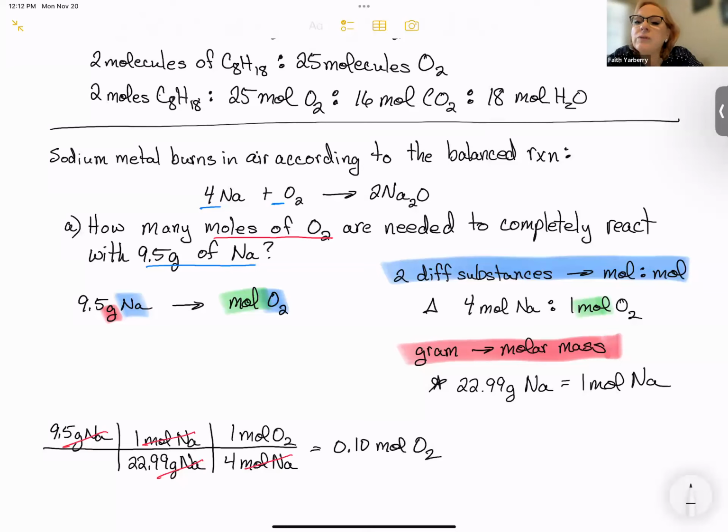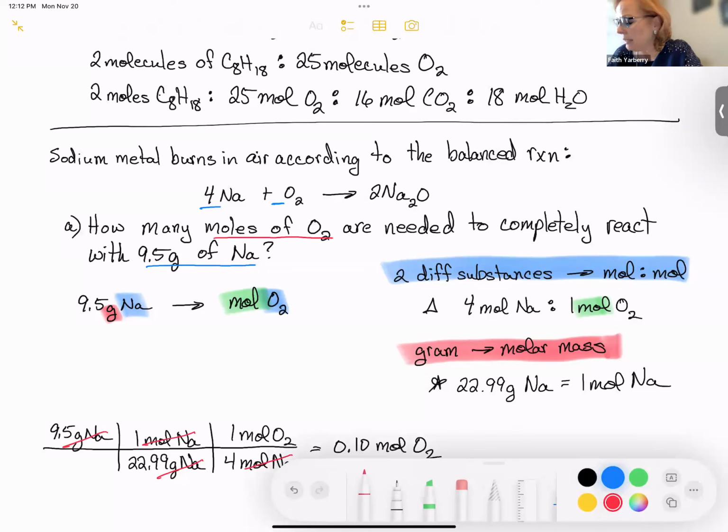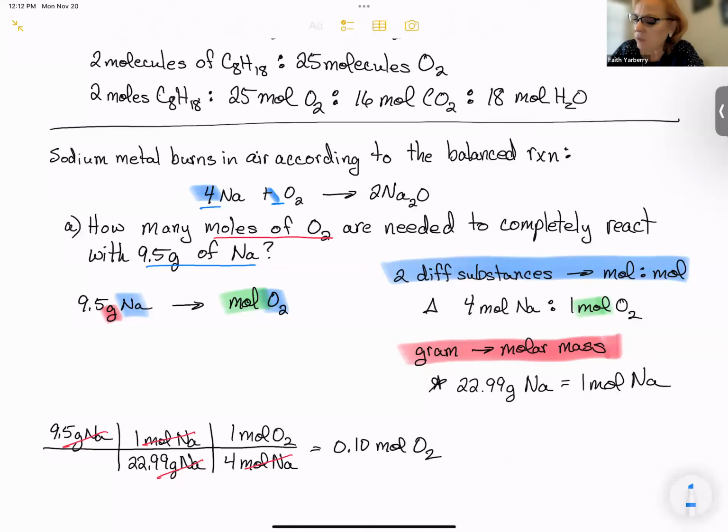How do we get 4 moles of sodium again? We got 4 moles of sodium from the balanced chemical reaction. So it is the coefficient in the balanced chemical reaction. So right here is where we got the 4 and the 1 from. Other questions?